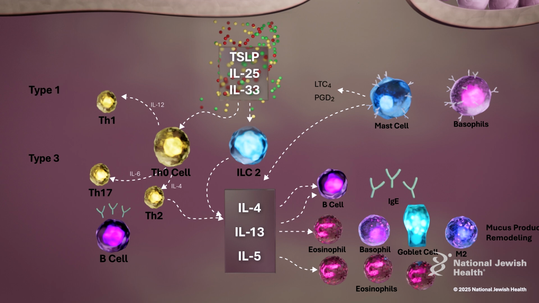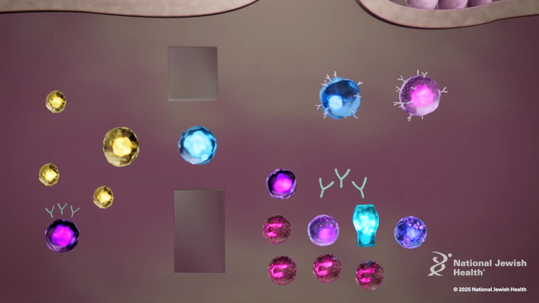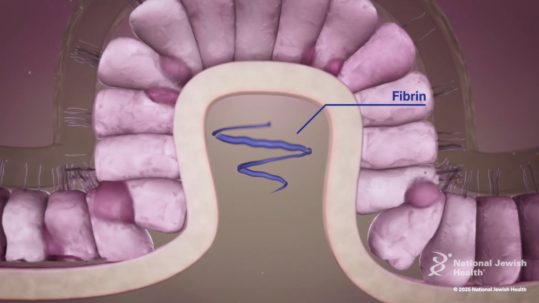The type 1 response is physiologically designed for host protection from intracellular microbes by activation of multiple cytokines and inflammatory cells. The type 3 inflammatory endotype is directed towards extracellular bacteria and fungi. Emerging evidence suggests that when polyps do occur in type 1 inflammation, they are composed of a fibrin matrix similar to that seen in type 2 inflammation.